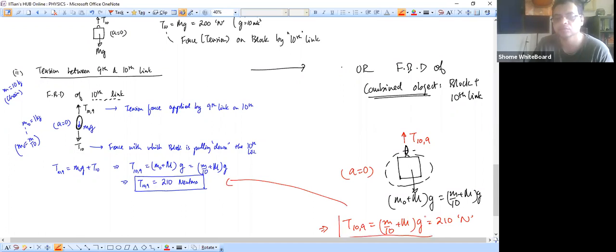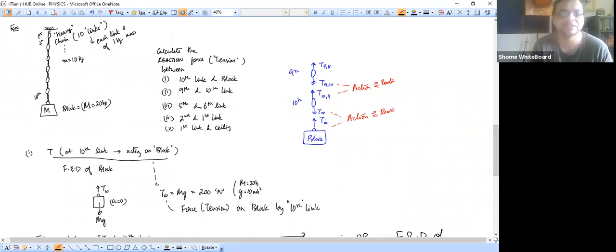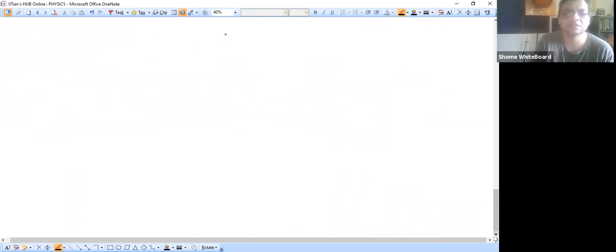Okay. So this is a more useful method now, because for example, if we want to find the tension between the fourth and fifth link, or the fifth and sixth link, we don't have to keep drawing link after link. We can just make a combined free body diagram. So this is how we will deal with now the third part of the question. So in the third part of the question, we wanted to find the tension between the fifth and sixth link. So what we'll do is we'll make a combined free body diagram.